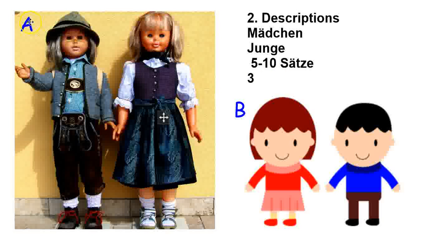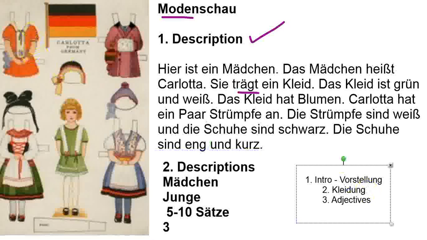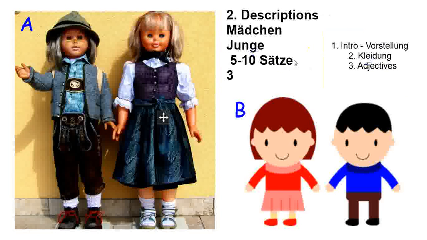So you'll have A Junge, A Mädchen, B Mädchen, B Junge. Then you'll write 5 to 10 sentences for each in which you describe and talk about the articles of clothing. Don't forget to include an introduction. Who are they? Talk about their clothing and use adjectives to help. Viel Glück, viel Spaß.